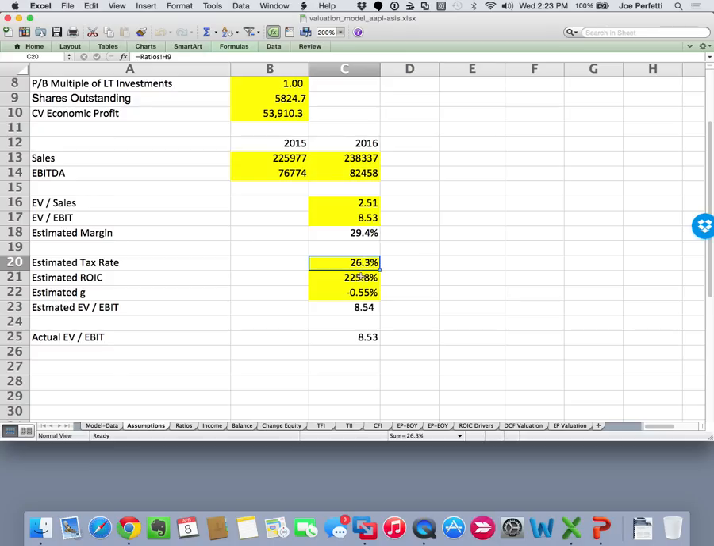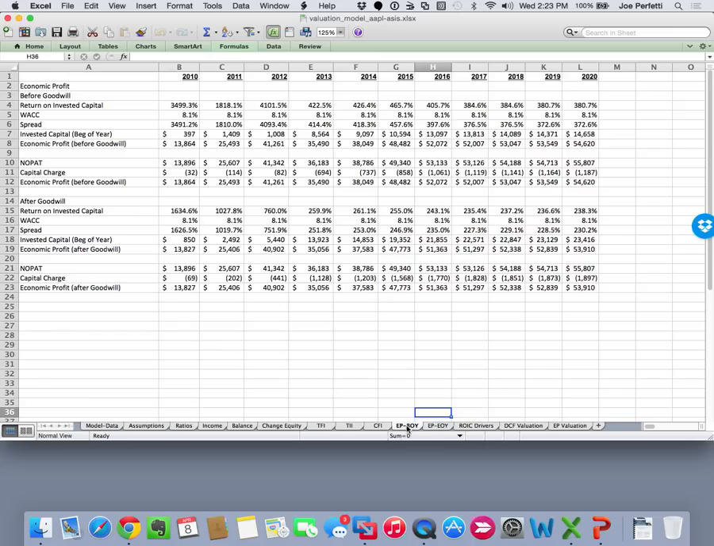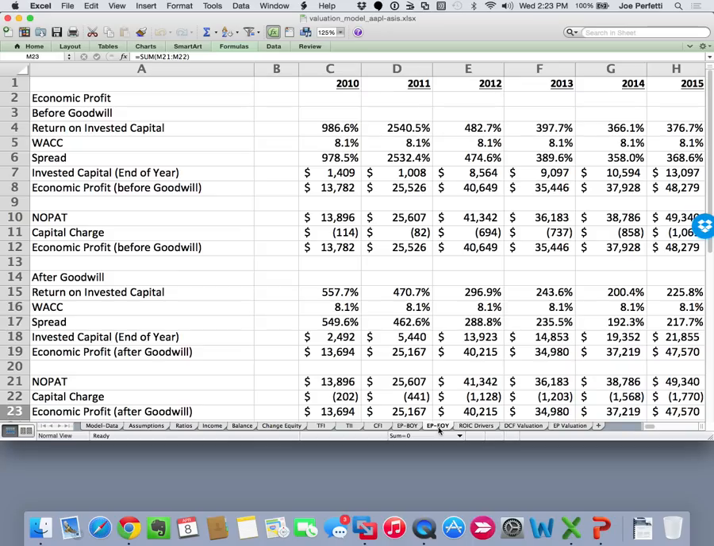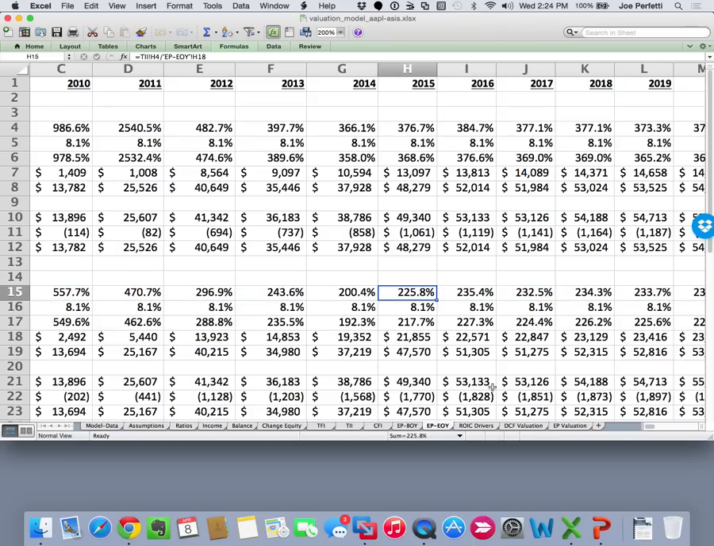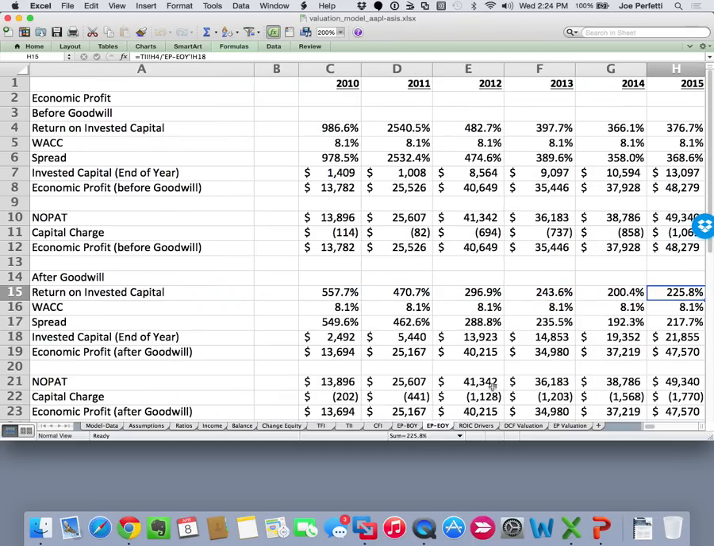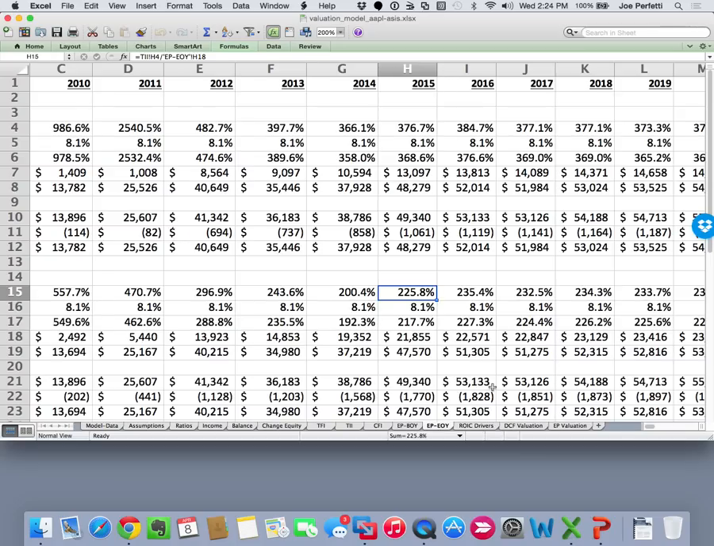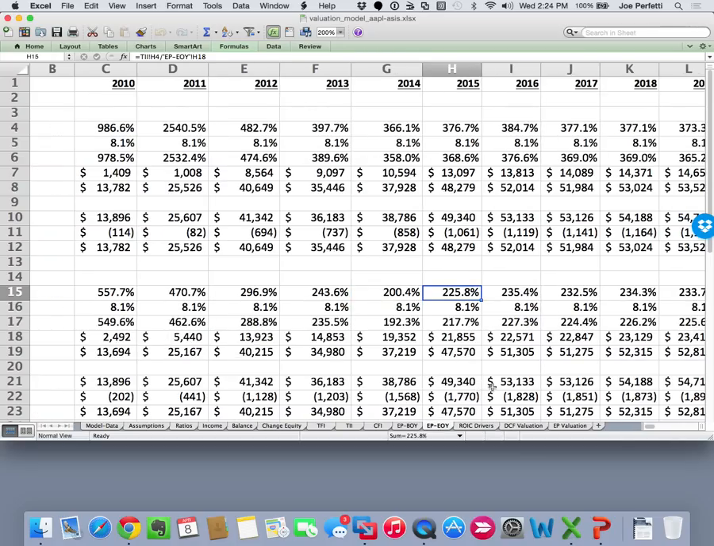Then I needed to figure out the estimated operating ROIC for the business. All right, so what is the operating ROIC for Apple on a go-forward basis? Well, I pulled this off of the EOI as opposed to the BOI tab. Specifically, I went to the EOI tab, row 15, H15, which was the 2015 operating return on invested capital after goodwill. So two things. Why did I use EOI versus BOI?